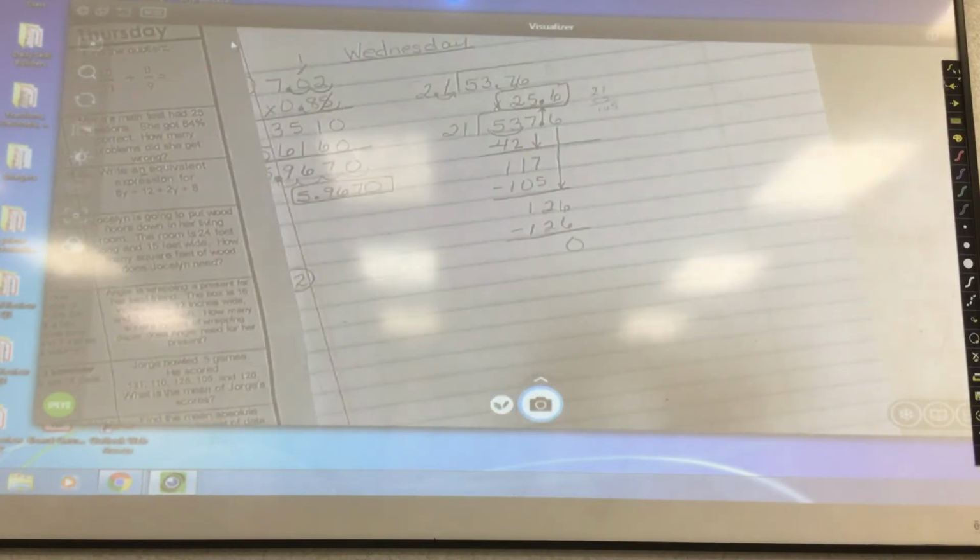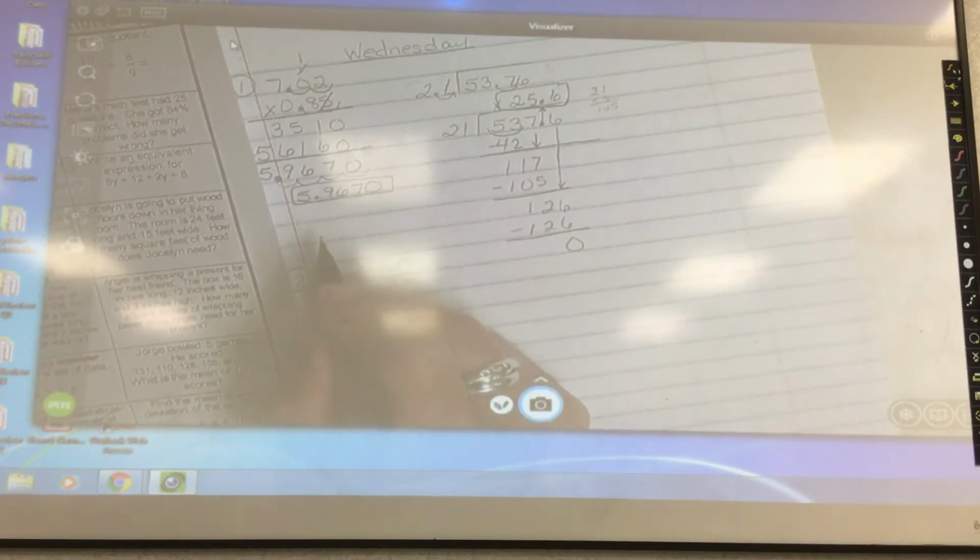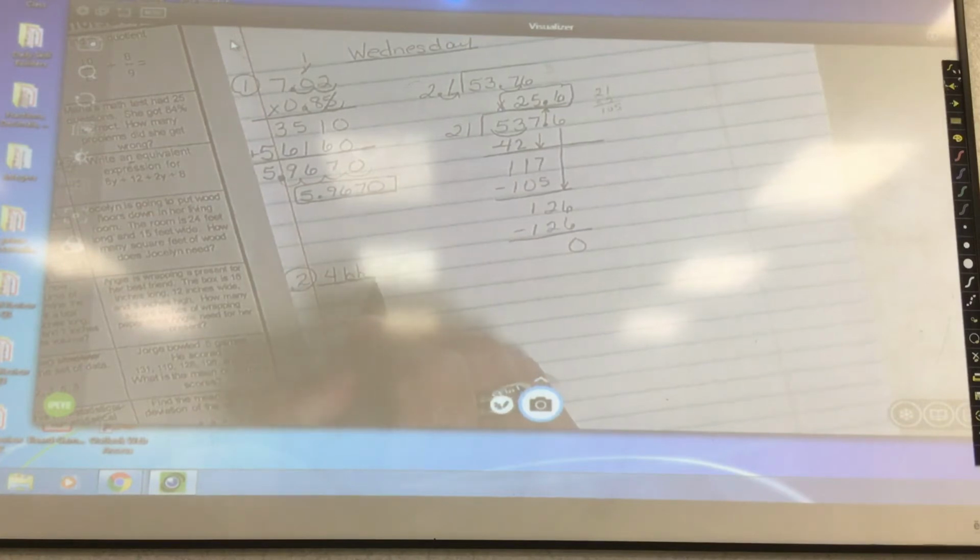In order to do this problem, we're going to do equivalent ratios. So it was 4, and I'm going to put BH for birdhouses. And this is a ratio for birdhouses in 3 days. Okay? And it equals, well, I want to know how long it takes to make 20 birdhouses.